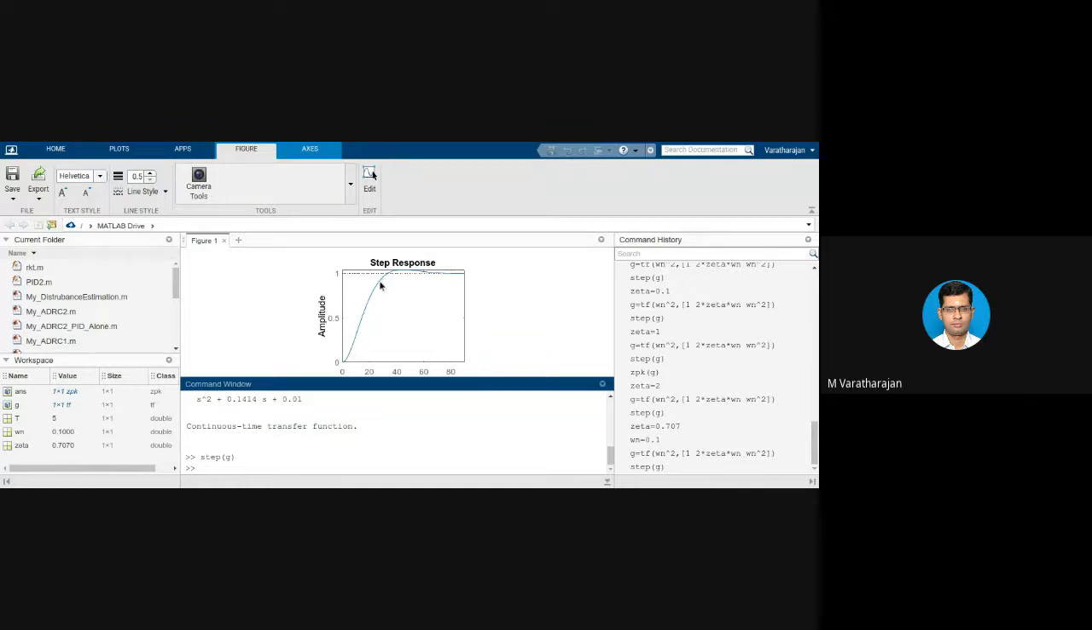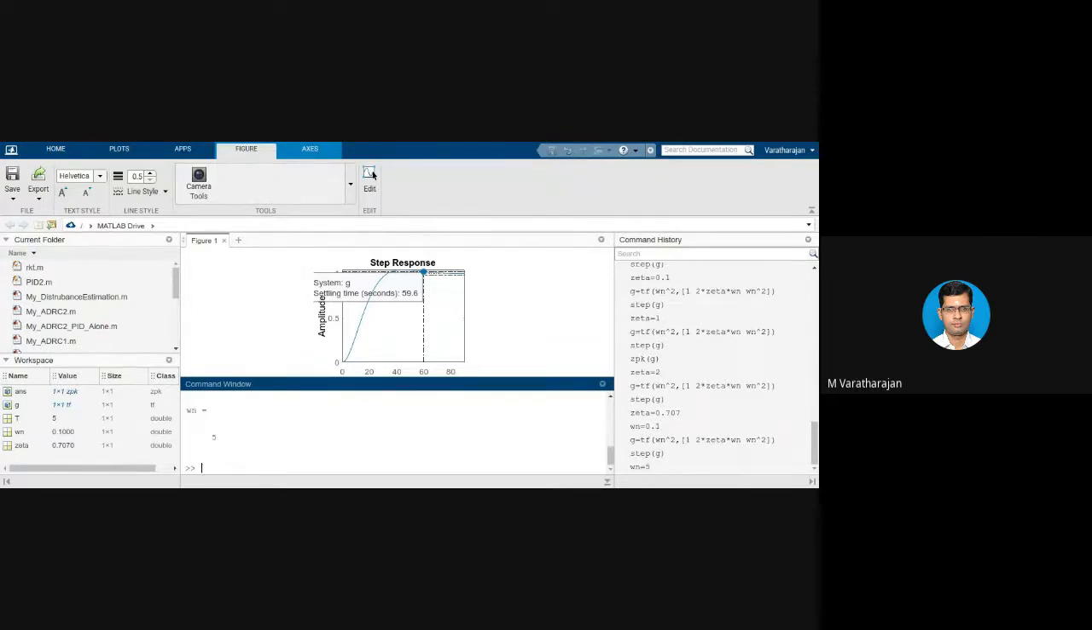Here you can observe that whatever may be the value of omega n you put, the maximum peak overshoot will remain the same, and only the settling time will vary. The settling time is 59.6 seconds. So let me put a different value of omega n. Instead of 1, I'll put 5. The zeta is remaining constant. Let's create the transfer function and see the step response.